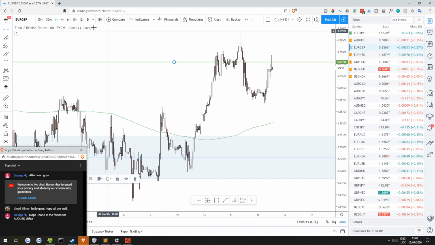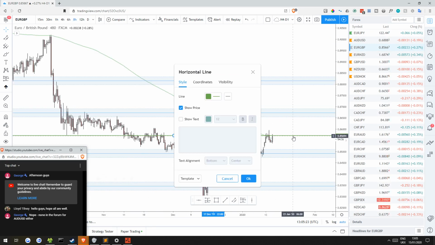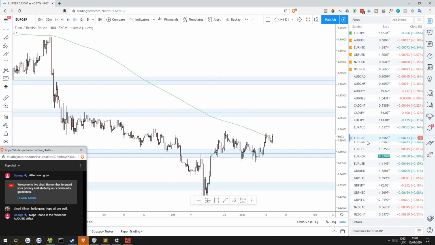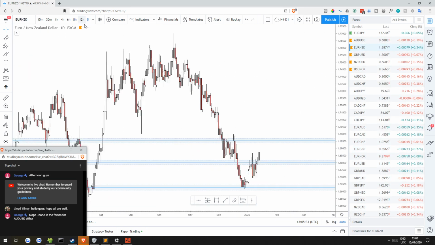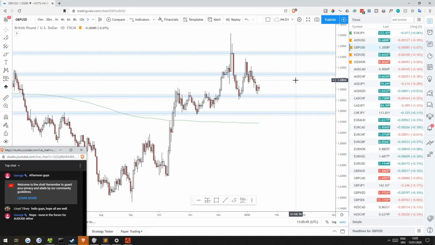Nothing happening on EURJPY. We're looking for a potential range to form, but it never formed. Take this one off the list. Euro New Zealand off the list. These are marked orange from yesterday's analysis. Yesterday we had a members only analysis, so that's why some of these are marked orange.